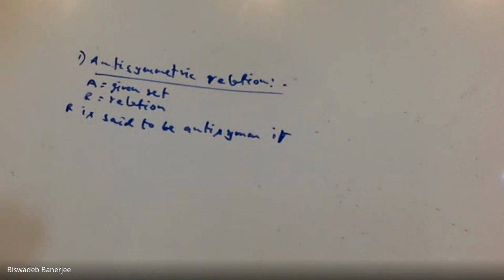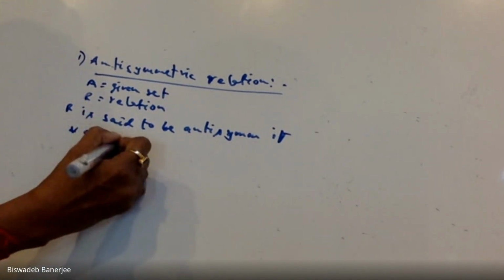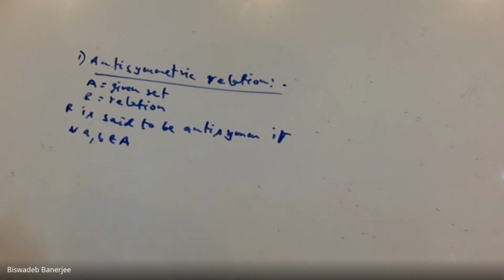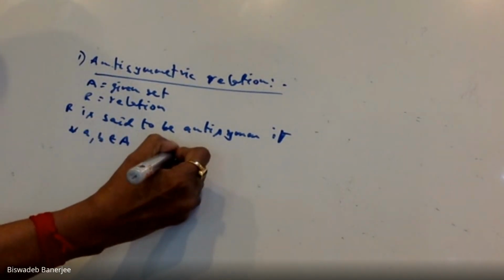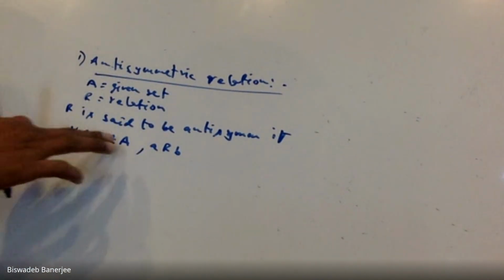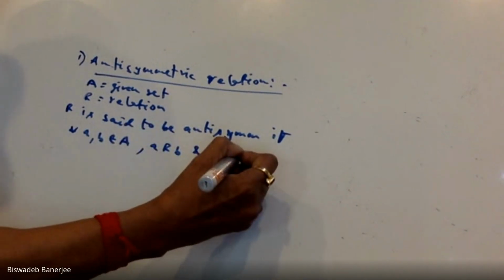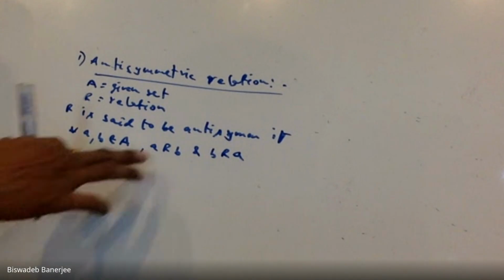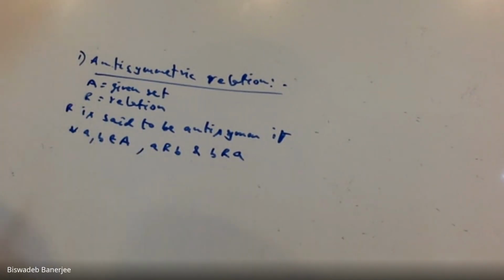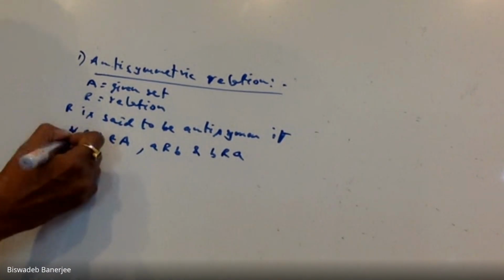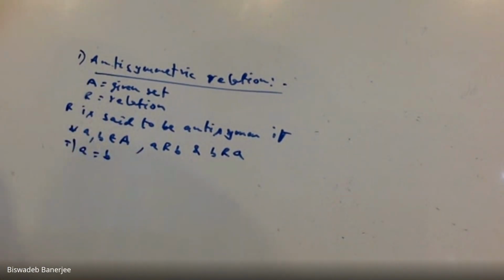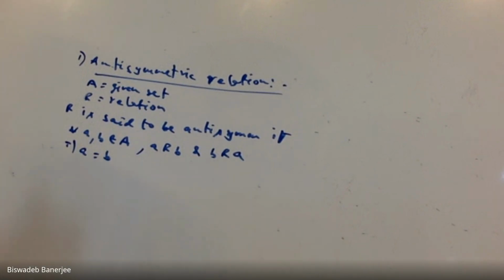if for all A, B belonging to the set capital A, and A is in relation with B, and B is also in relation with A, then you must have A is equal to B. If this condition holds, we say that it is antisymmetric.